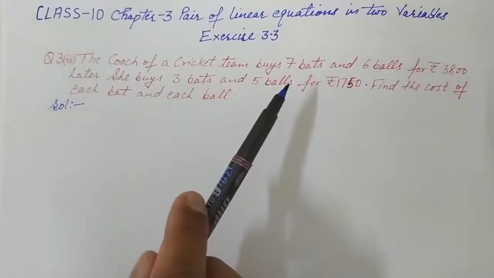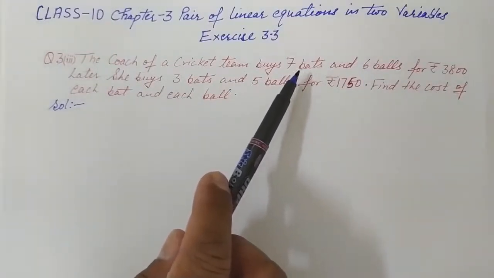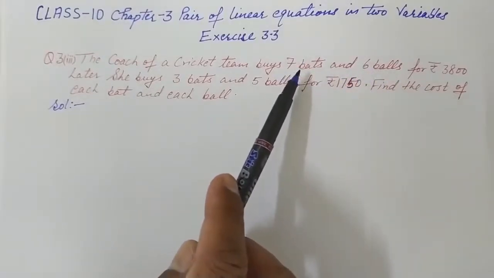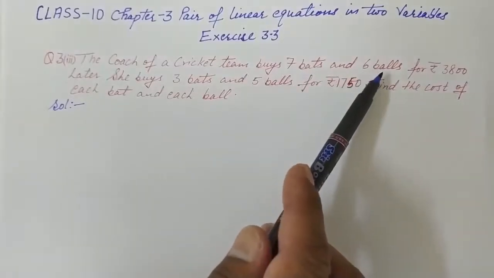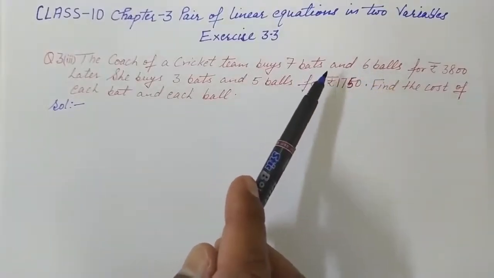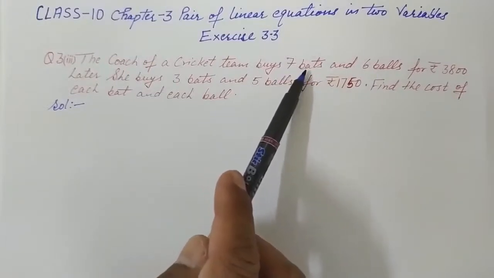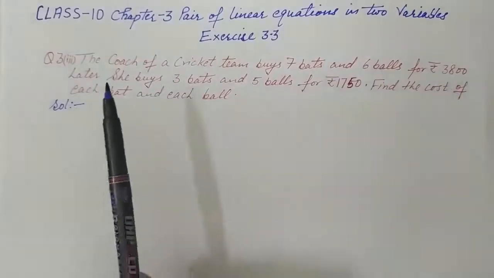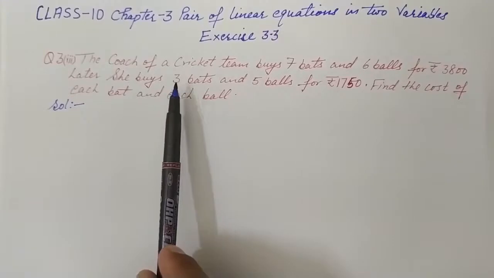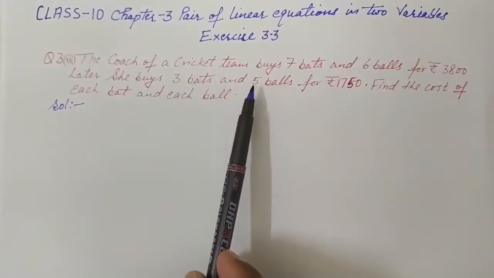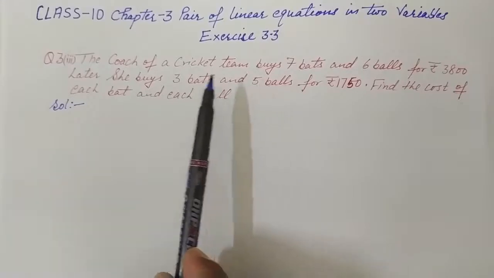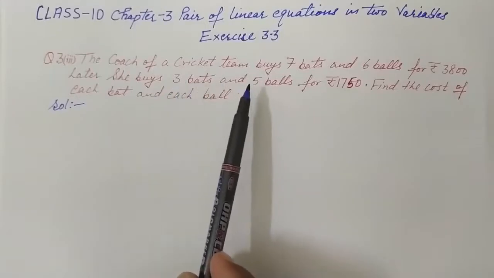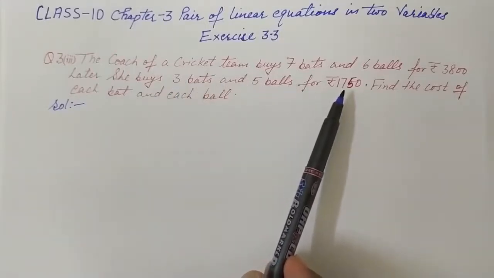It means if I assume cost of one bat as rupees x and cost of one ball as rupees y, then 7 bats cost is 7x and 6 balls cost is 6y. So it means the equation formed is 7x plus 6y is equal to 3,800. Now similarly, in the second case, cost of 3 bats 3x, cost of 5 balls 5y rupees. So their sum is 1,750. So equation will be formed 3x plus 5y is equal to 1,750.